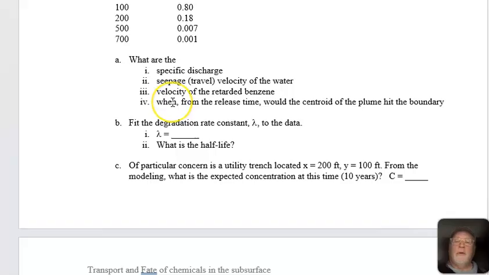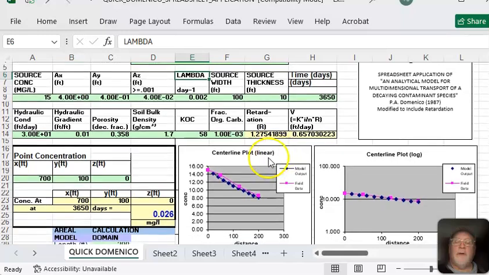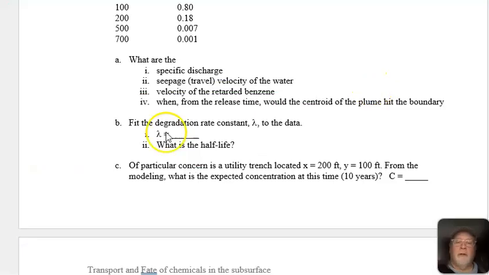And then you're looking at the boundary. What did we say? 700 feet. I'll click back to it in a second. Based on this velocity and the 700 feet, how long would it take to get there? And then you fit the degradation rate constant to the data. And that's right here, so you plug that in. So you have your data in there, and then you try to change that until it fits pretty good. Do that by trial and error. Then convert that rate constant to a half-life.